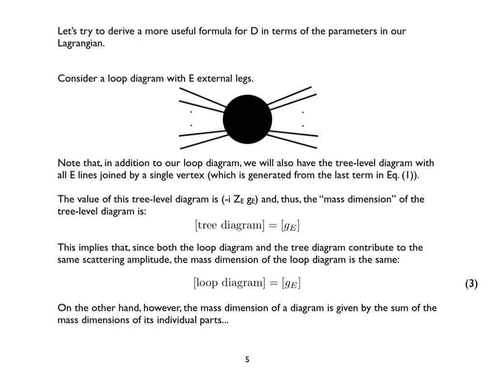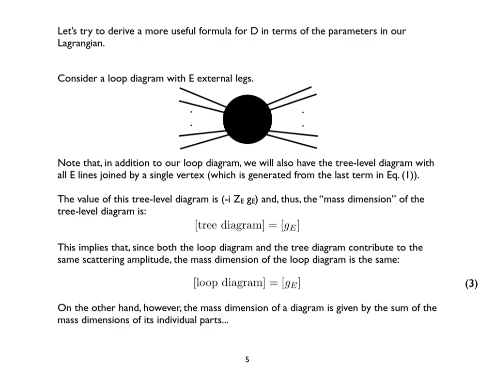So let's consider a nightmare scenario where we have this loop diagram that has E external legs, okay? There's going to be a bunch of stuff going on in that big black blob. But in addition to this, because we're summing over all possible vertices, we're going to have the tree level vertex, right? So I have a bunch of loops, but I'll have one tree vertex that has E external legs, because we're summing over all those. And we know the value of this guy: we go back and look at our Lagrangian, and the Feynman rule that we would write down would just be a factor of minus i Z_E times g_E, where E is, again, the number of external legs.